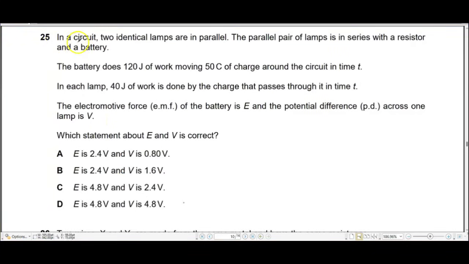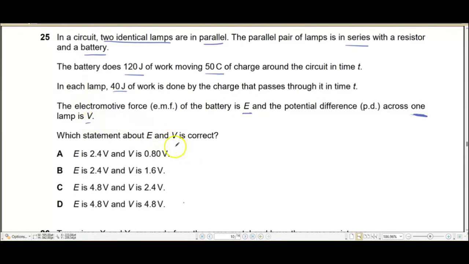Question number 25. In a circuit, two identical lamps are in parallel. The parallel pair of lamps is in series with a resistor and a battery. The battery does 120 joules of work, moving 50 coulombs of charge around the circuit in time t. In each lamp, 40 joules of work is done by the charge that passes through it in time t. The electromotive force of the battery is E, and the potential difference across one lamp is V. Which statement about E and V is correct?